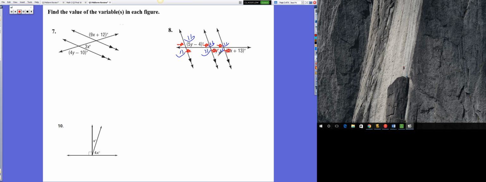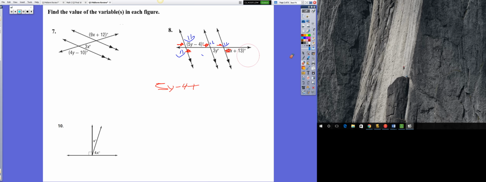I'm going to put my y's together. So this y is a smiley and this y is a star. So that means they're not congruent, but they will add and give you 180. So if I do the 5y minus 4 and I add it to, what was that, 3y?